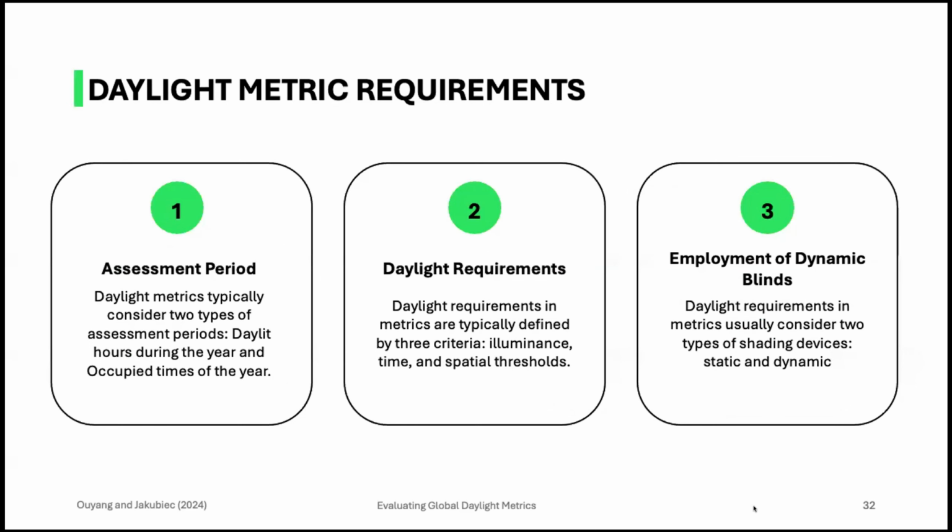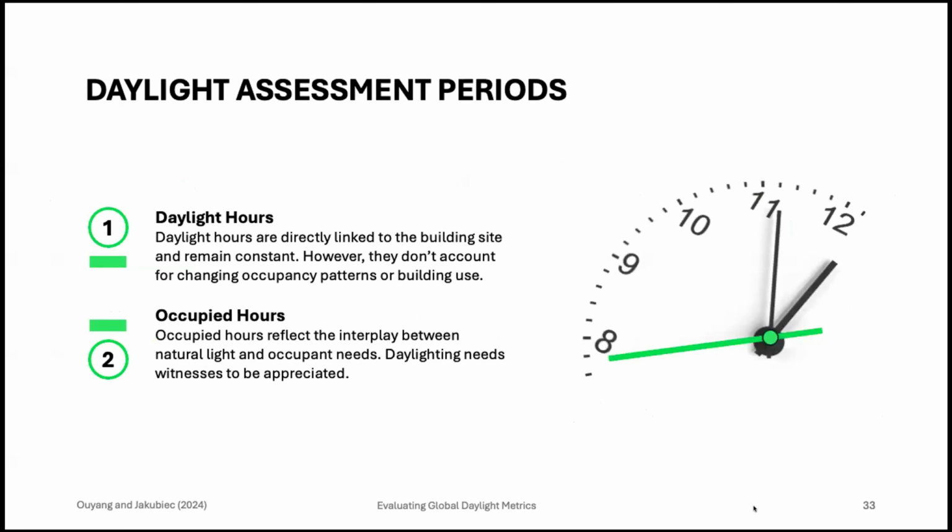There are many daylight metrics available, each with different assessment criteria. These requirements can generally be broken down into 3 categories: assessment period, daylight requirements, and the employment of dynamic shades. Daylight metrics typically consider 2 types of assessment periods: daylight hours during the year and occupied times of the year.